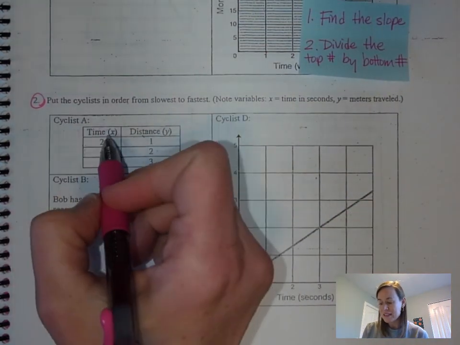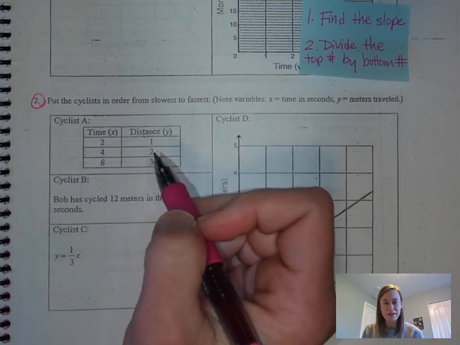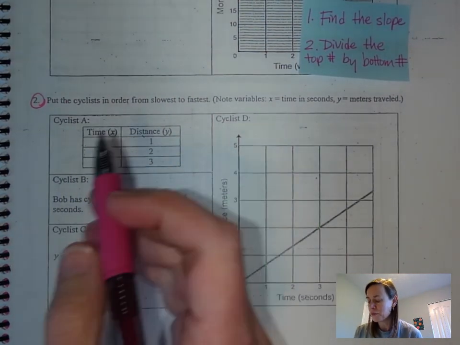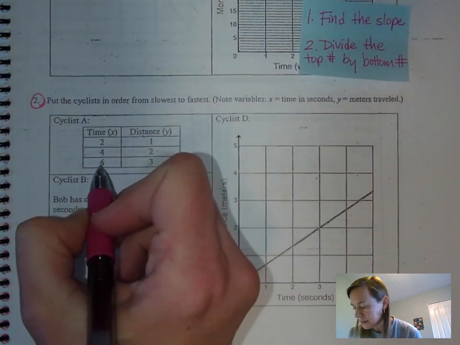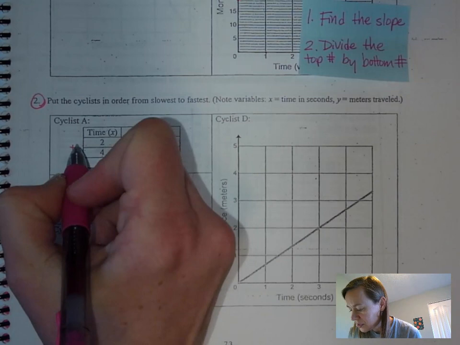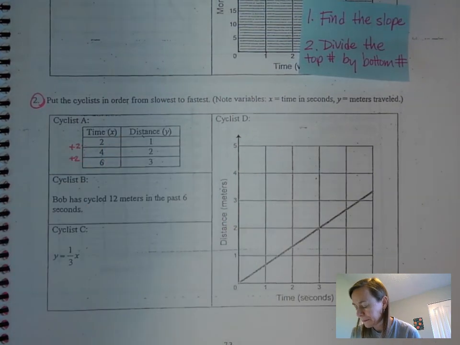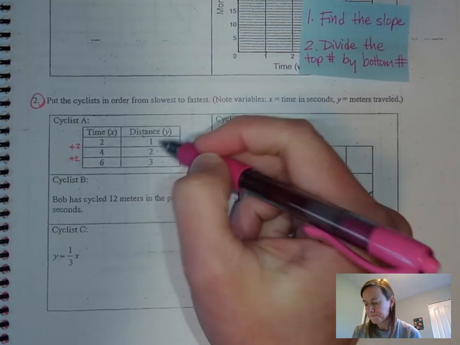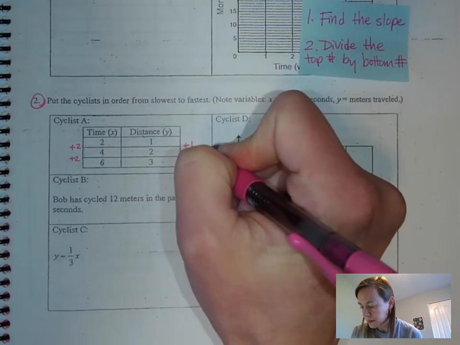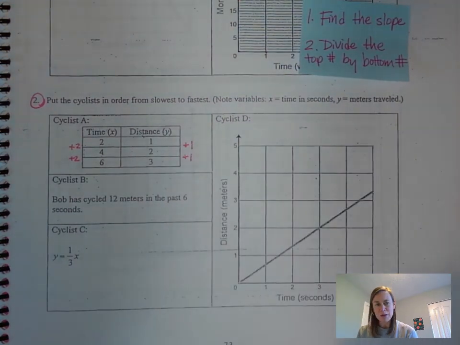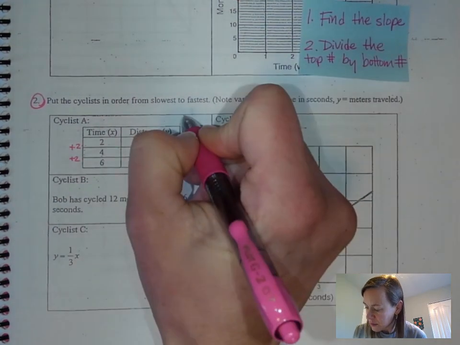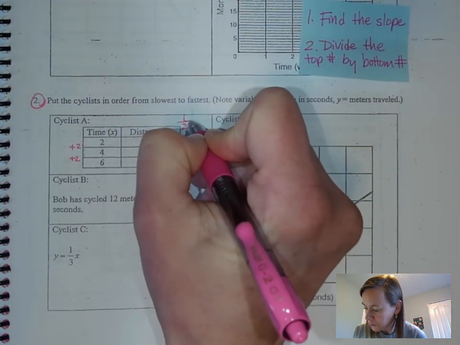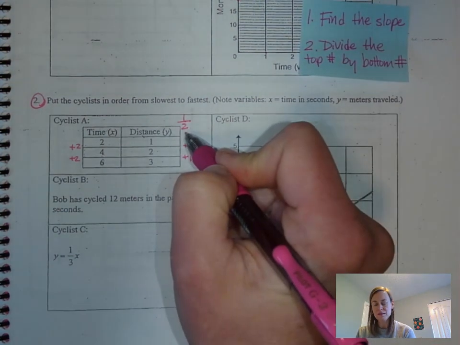Okay, so for cyclist A, we have this nice little table here, and you guys know how to get the slope from a table, so let's just think through this really fast. Over here on the x side, it looks like we're increasing by 2 each time. What about on the y side? Looks like we're gaining by 1. Okay, so remember we're going to put the change in y over the change in x, so it's going to be 1 over 2.